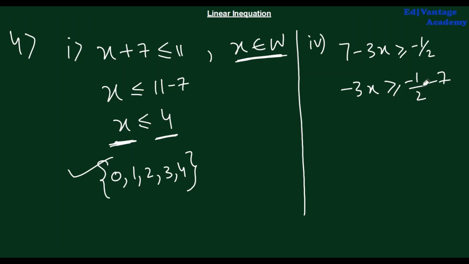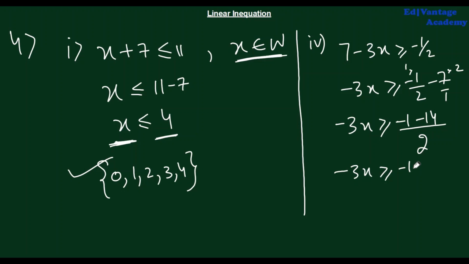I need to take the LCM here because it is a fraction. Whenever you have a fraction in addition or subtraction, you have to take the LCM. It is 7 by 1 here. So what will be the LCM of 2 and 1? It's 2. 2 ones are 2, 1 twos are 2. So it's minus 1 minus 14. That is minus 3x is greater than or equal to minus 15 by 2.